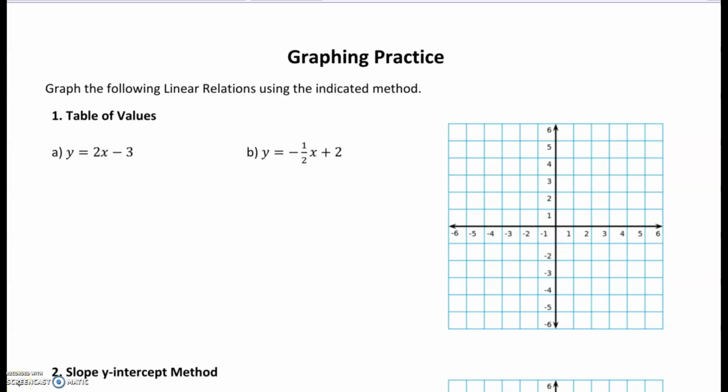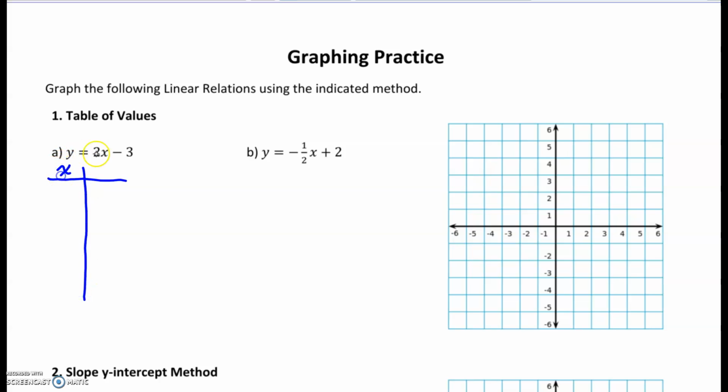This is a lesson to review the three types of graphing that we've done so far. The first type is using a table of values, and this is the one that we were doing in our last unit. So to graph using table of values, start by drawing your t-chart.